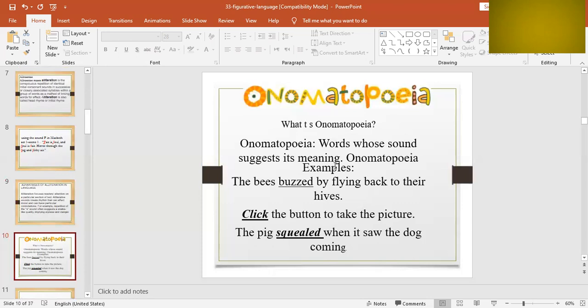Now click the button to take a picture. Now click the button, you say click. So this is the click of the button to take a picture. The pig squealed. Pig, you know the animal, the pig squealed when it saw a dog coming. Squealed. This represents the sound of squealing.